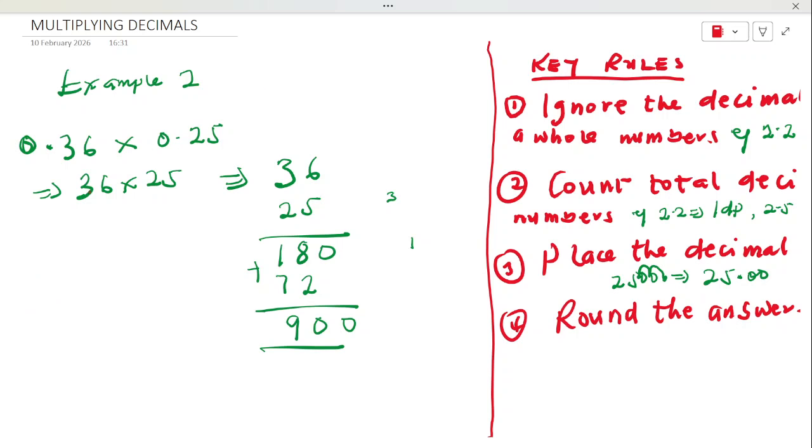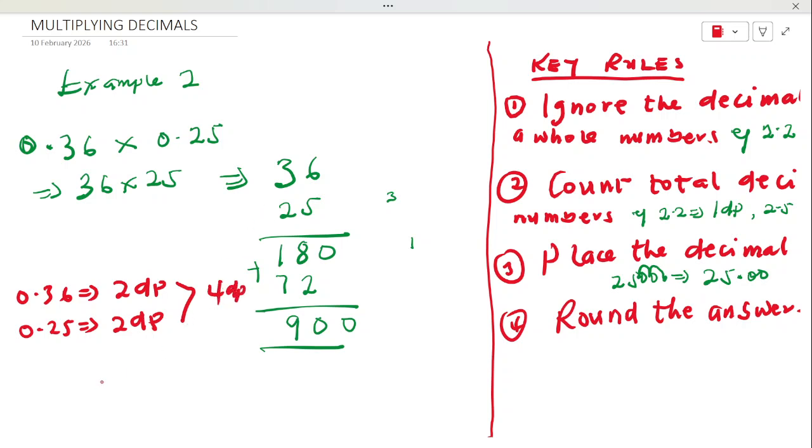So now, 0.6 has how many decimal places? 2. Remember, look at it. 1, 2. So it has 2 decimal places. And then 0.25 also has what? 2 decimal places. So in total, they have 4 decimal places.